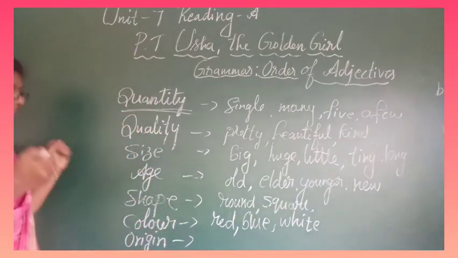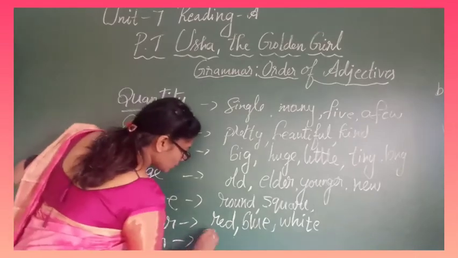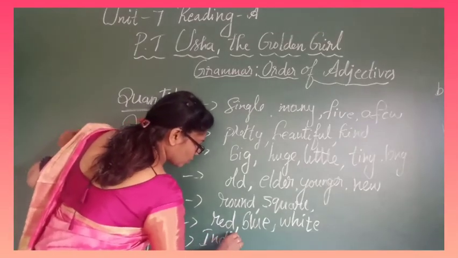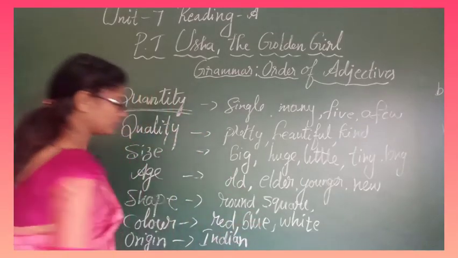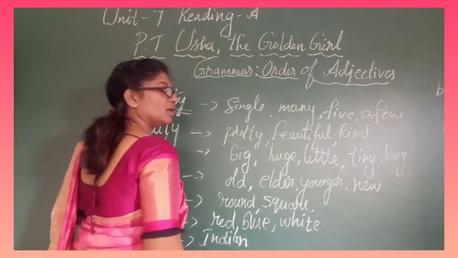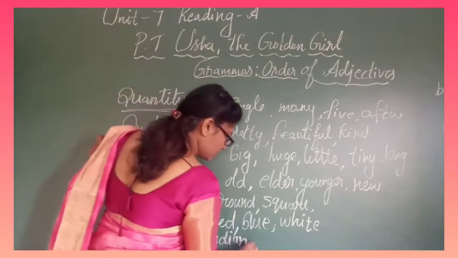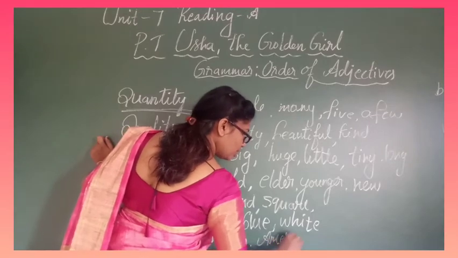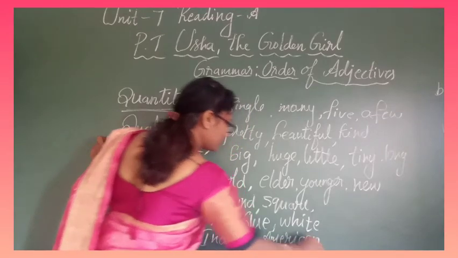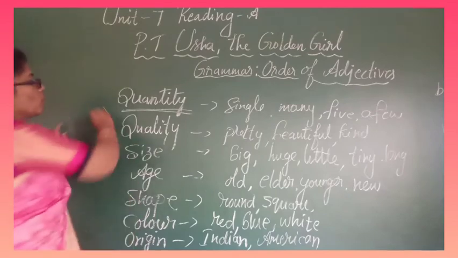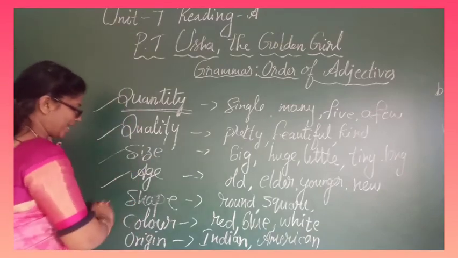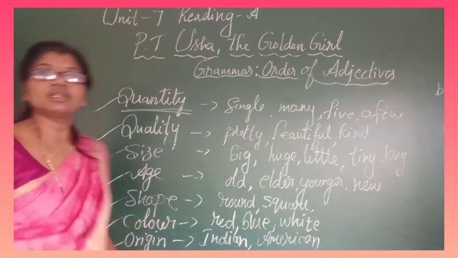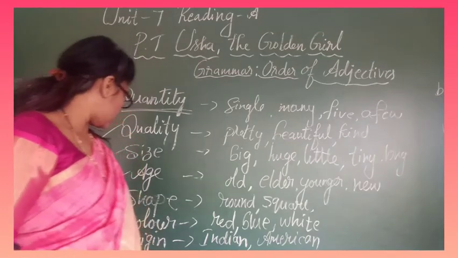Origin means you understood how to take it. It is talking about the origin of the thing, place, or person you are talking about: Indian, American, Japanese, like that. Okay, now let's go. After this, what should we take? Quantity, quality, size, age, shape, color, origin. We have come up to origin now.